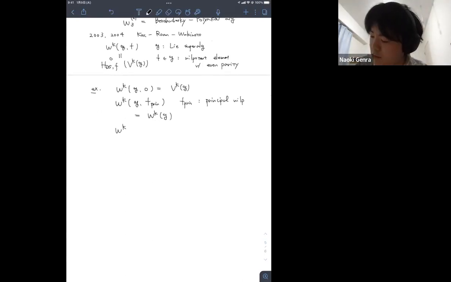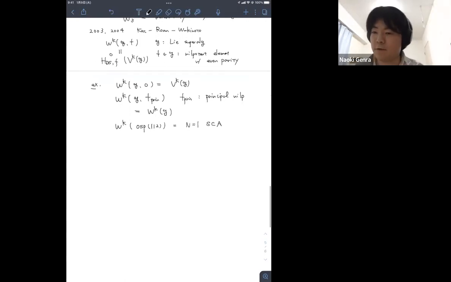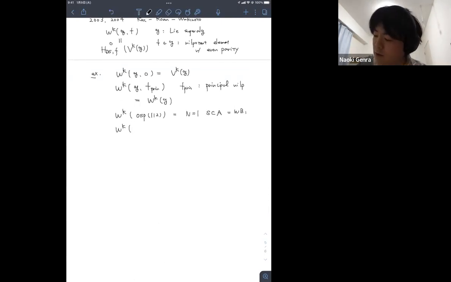Also, if you use the same notation, they generalize to the super case, so we can deal with osp(1|2). This is just the N=1 super conformal algebra, which is also very important in vertex superalgebra theory. In fact, this is the Hartree-Fock of W^k. They also consider sl(2|1), which is the N=2 super conformal algebra, and so on. For psl(2|2), f minimal, they consider the minimal nilpotent element. This is the N=4 super conformal algebra.